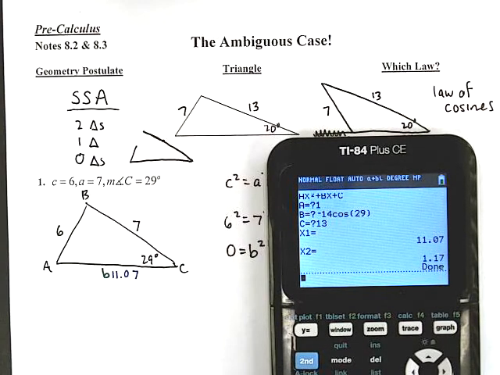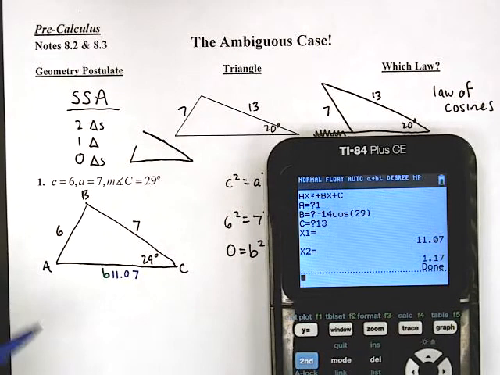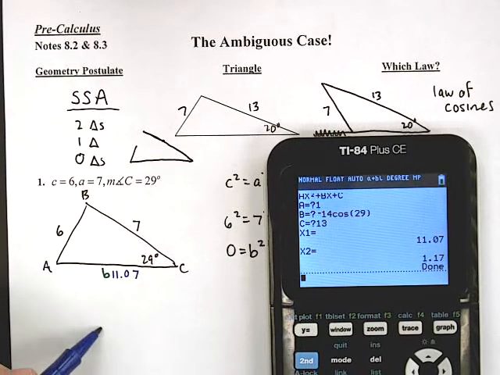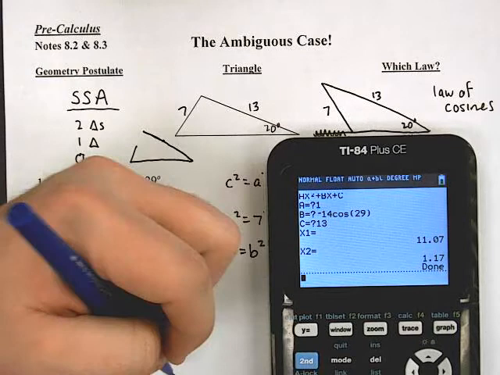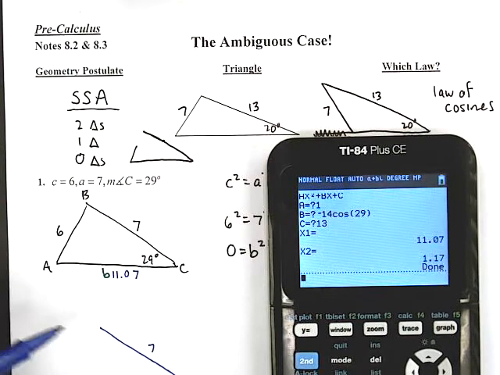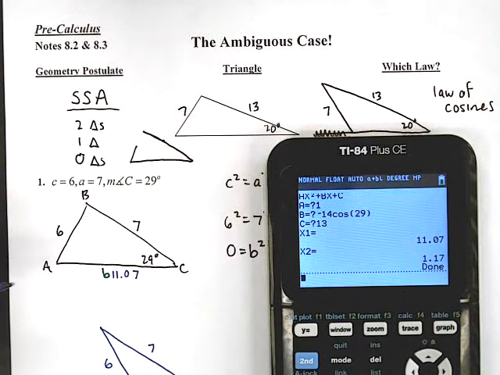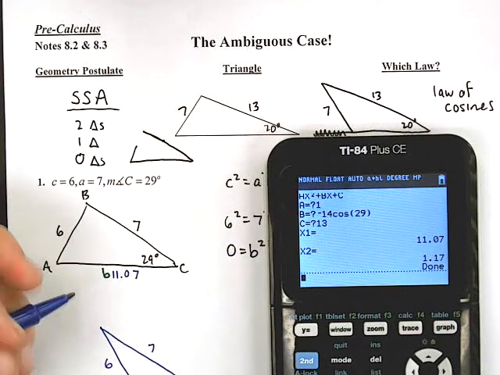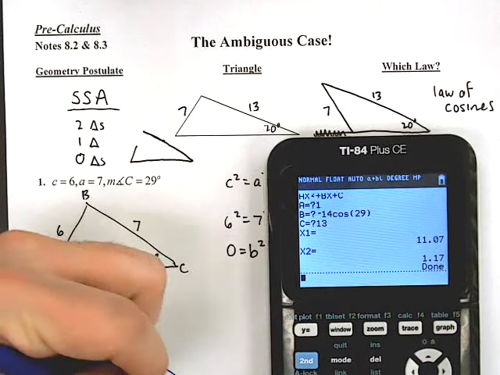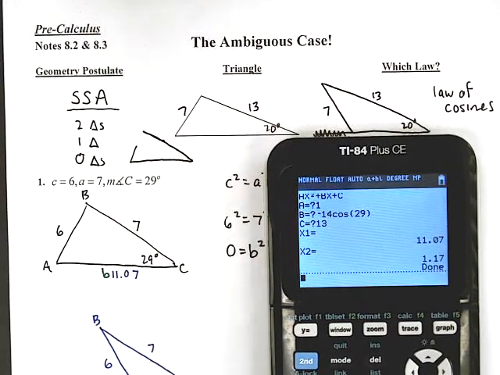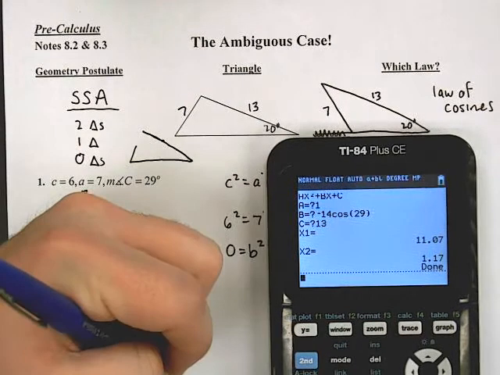But now what I need to do is draw a second triangle. I now know that b can also be 1.17. So if I try to replicate, here's my 7, here's my 29, but now maybe my 6 is something like that. Now I know that this side opposite of b has to be 1.17. Okay?